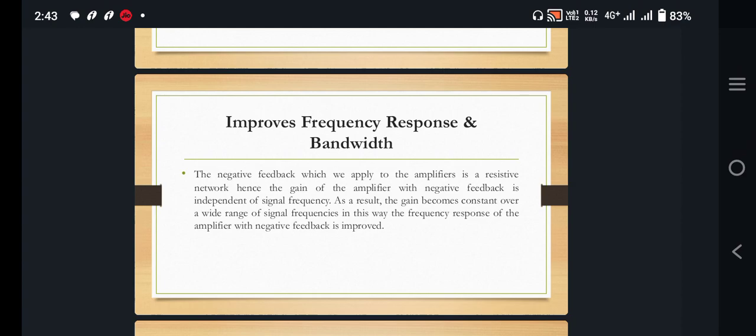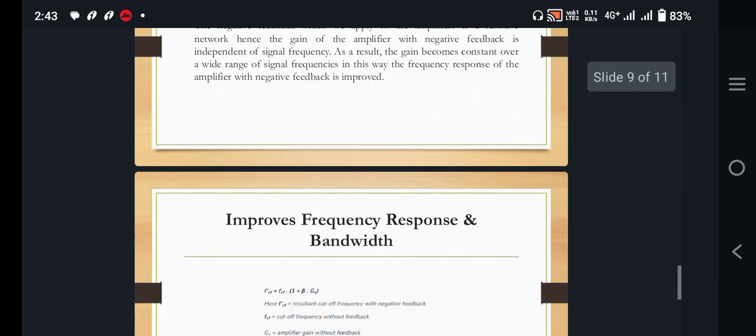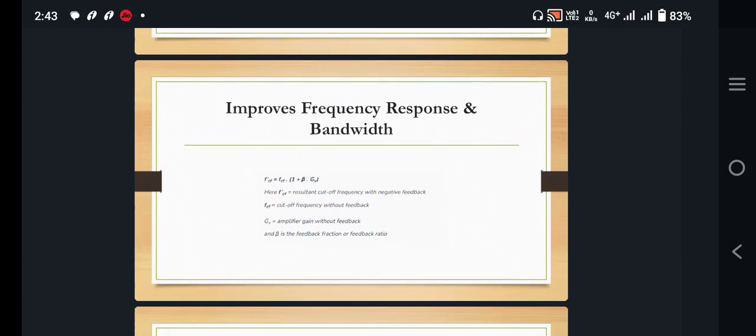The next point is which improves the frequency response and bandwidth. The negative feedback to the amplifier is a resistive network, hence the gain of the amplifier with negative feedback is independent of signal frequency. The gain becomes constant over a wide range of signal frequencies. In this way, the frequency response of the amplifier with negative feedback is improved. The next advantage is it improves the frequency response and bandwidth.